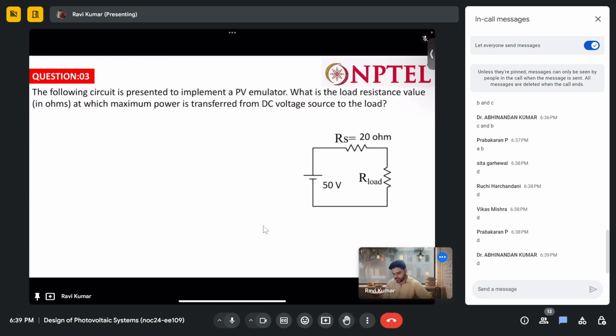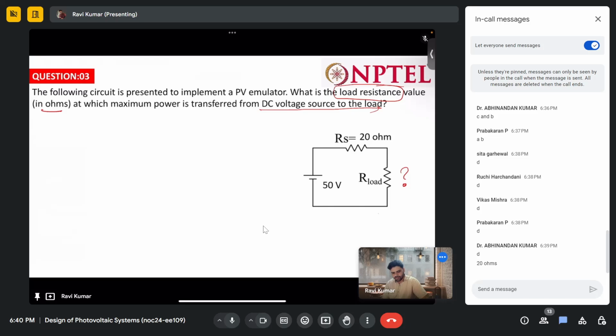Next question. The next question is very simple. It says there is a circuit which needs to be implemented as a PV emulator. What is the load resistance value in ohms which maximizes the power transfer from the DC voltage source to the load? It means we need to identify this R load when power output is maximum.